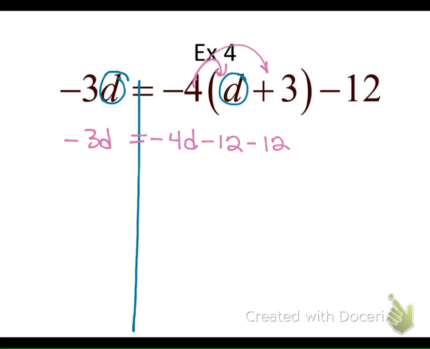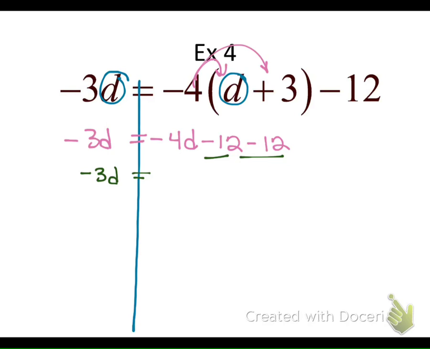Okay. I go back to my left side. What do I do after I distribute? Okay, can I combine like terms on my left? Nah, so I just bring that down. Can I combine like terms on my right? What are my like terms on my right side? Negative 12, and negative 12.